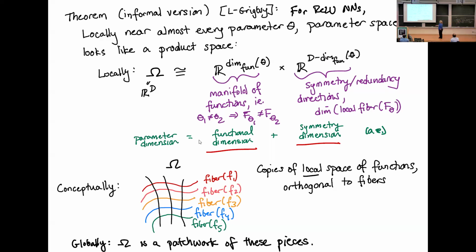So within a chamber, or almost everywhere, we can think of the parameter dimension as consisting of the functional dimension, the space of functions, and then the symmetry dimension. That is, the dimension of the fiber and the dimension of its complement. Here's my conceptual picture: globally, our parameter space is a patchwork of these pieces.